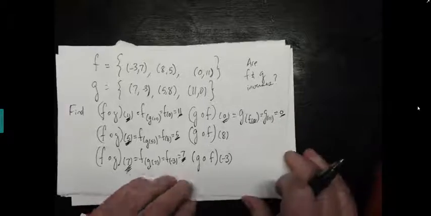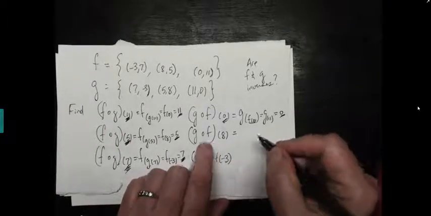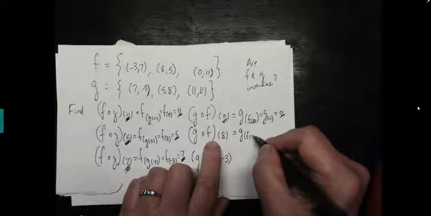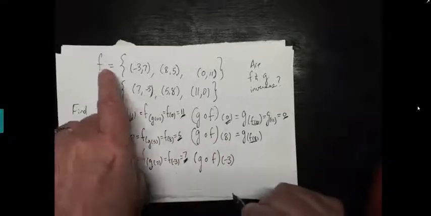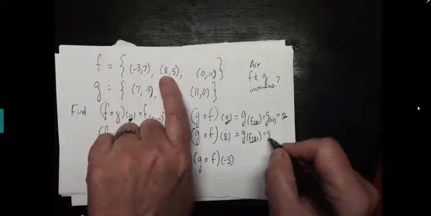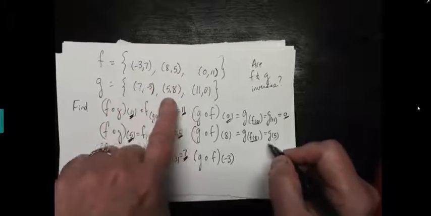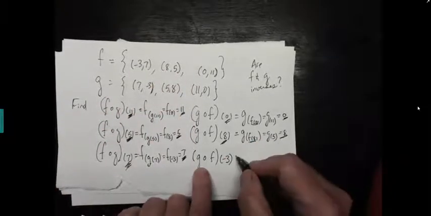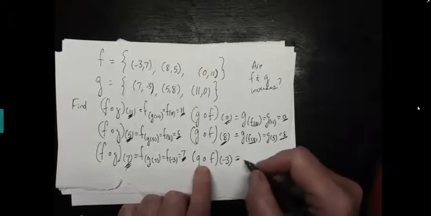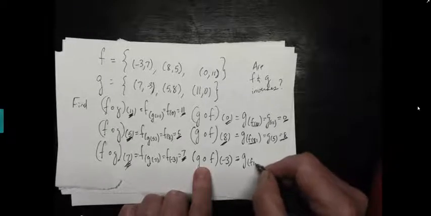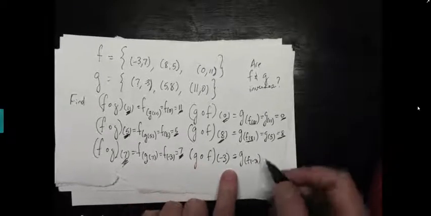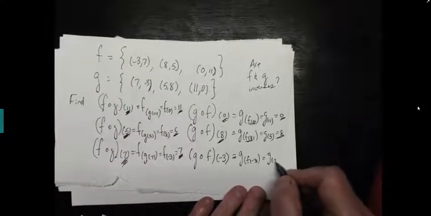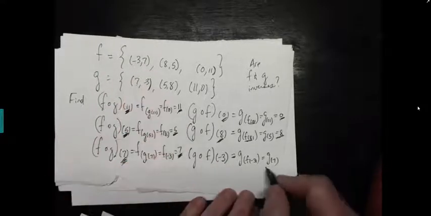It's not enough to say it's proven if we're going to take this way. What is this? It's the first one evaluated at the second one. What is f evaluated at 8? It's 5. And what is g evaluated at 5? It's 8. And finally, what is this? It's the first one evaluated at the second one, so g composed with f. F evaluated at -3 is 7, and g evaluated at 7 is -3.